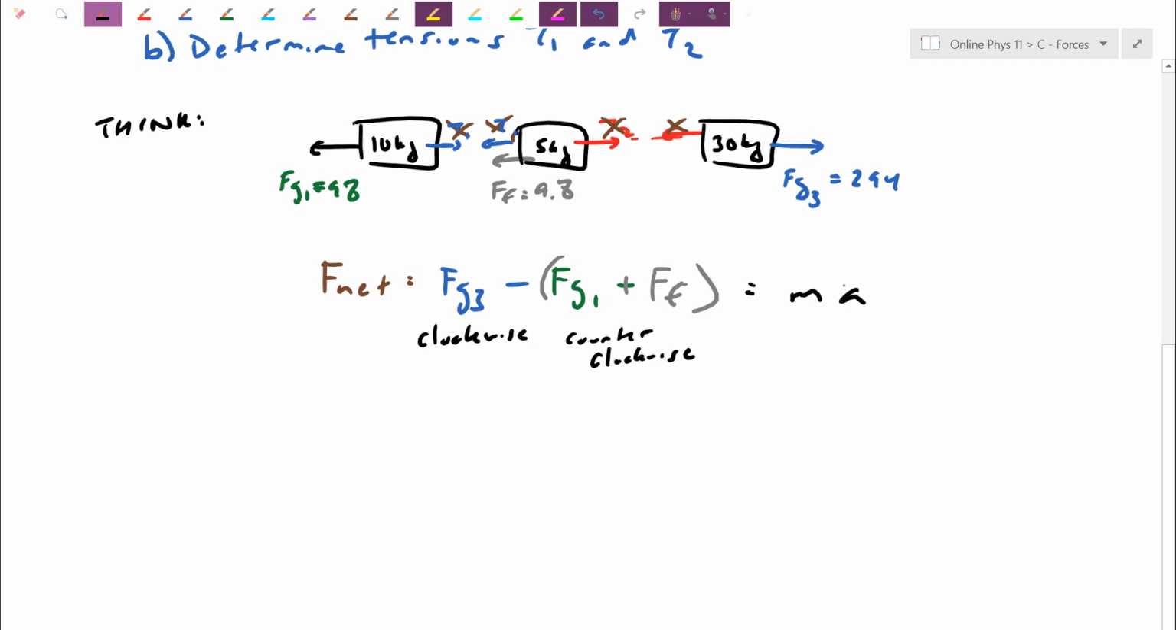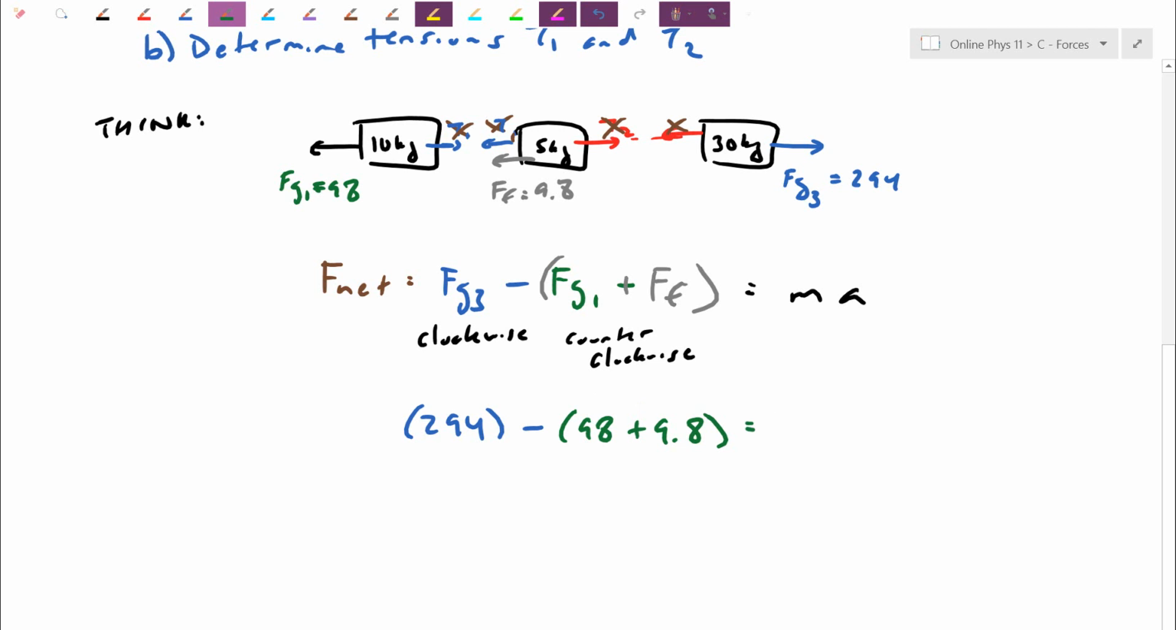This time my mass has to be the total combined mass of the 10, the 5, and the 30 to get to our acceleration. So let's just try it out here. My biggest number is 294. That's trying to drag the whole system to the right. We minus off just the 98 on the 10 kilogram mass. We minus off an extra 9.8 for the friction. You can either add these numbers first and say, oh, in total it's about 110 kind of against me, or you can minus the first minus the second one.